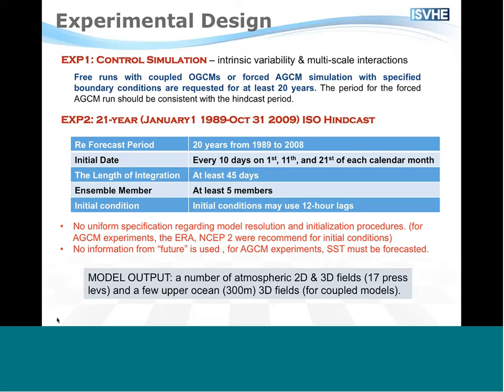And then in terms of model output there at the bottom, the specification calls for a number of atmospheric fields. There are quite a few two-dimensional fields, for example at the surface and at the top, a few at mid-level, and then some 3D fields of some of the prognostic variables as well. And there are even a few upper ocean variables, including profile data up to about 300 meters for a few things, for the case of the coupled models.